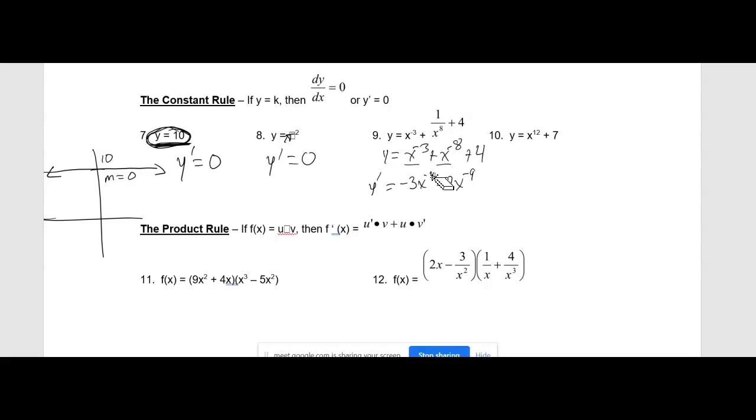All right. Last one, 10, super easy. We'll just do y prime. You can do dy dx also. It's y written with respect to x, and we would get 12 x to the 11th. That's the power rule for the first term.